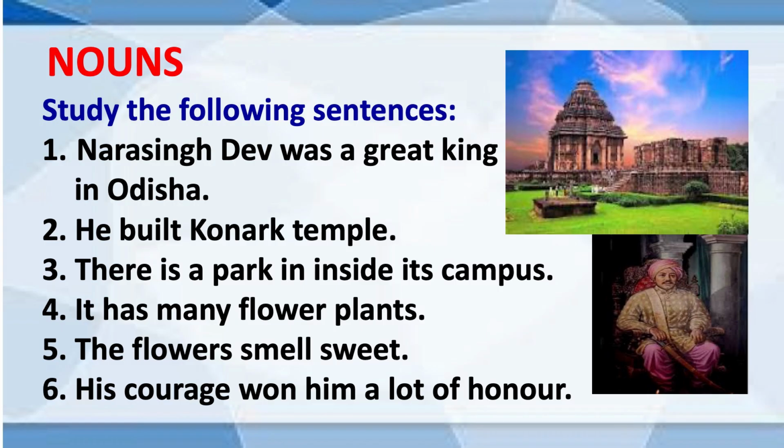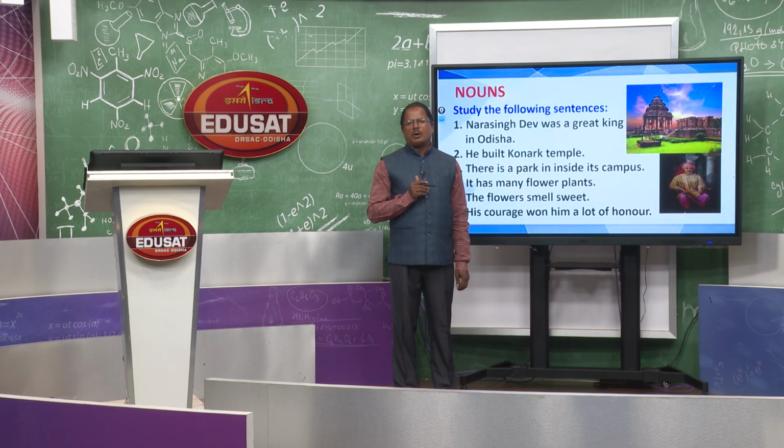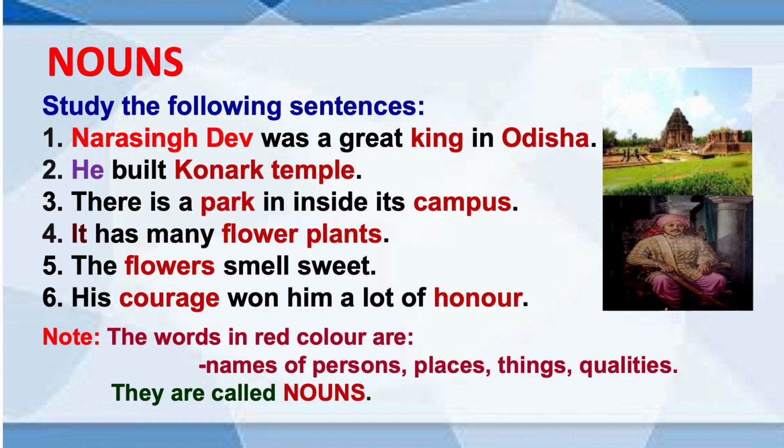You see how nice the park looks. It has many flower plants. The flowers smell sweet. His courage won him a lot of honor, right. So, you just see these 6 sentences are about Narasimha Dev and Konark temple, right. Now, you see the words which are in red color, they are all nouns. Narasimha Dev, king, Odisha, Konark temple, then park, campus, flower plants, flowers, courage, honor.